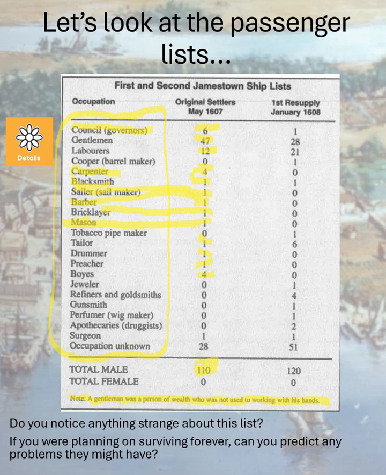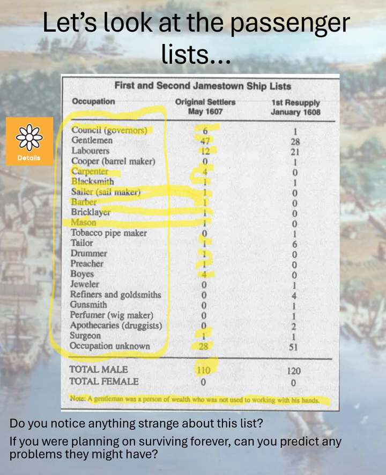Now, when I say boys, I'm thinking very young boys, because the average age of these passengers was 17 to 35. So when they say boys, I'm thinking really young boys. No jewelers, no goldsmiths, no gunsmiths, no perfumers, which is a wig maker, no apothecaries, which is like a pharmacist, someone who messes with medicine. And then we had one surgeon. It's a big deal. And of the 110 people, 28 of them, we did not know their occupation. That was the first trip.